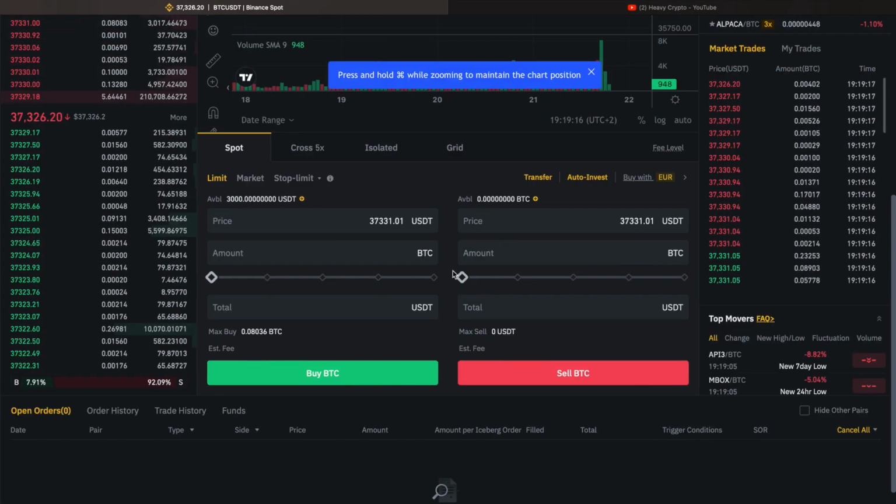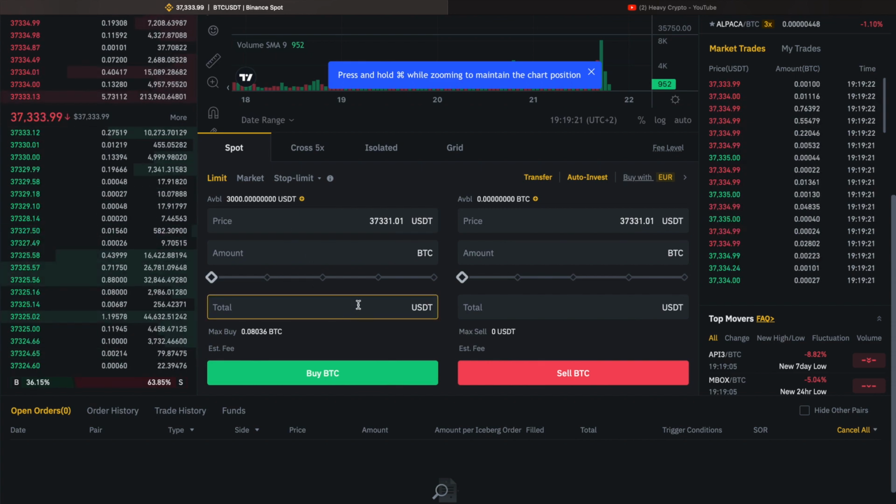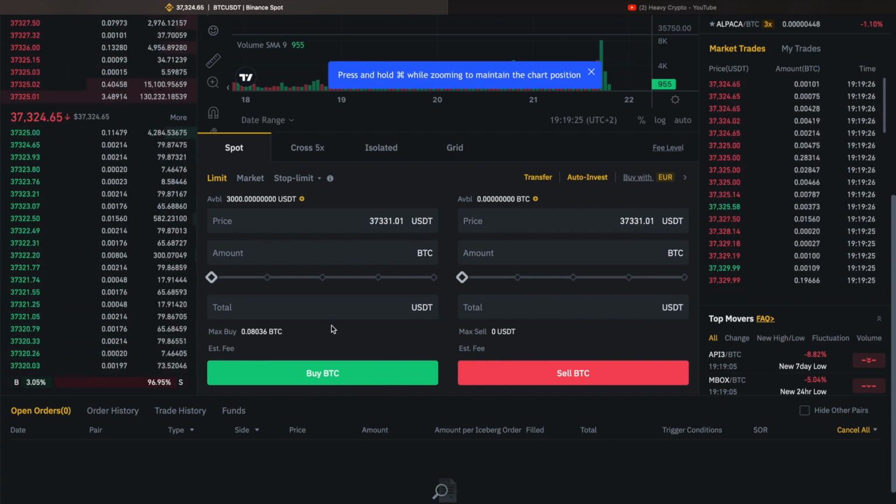And right here I've got two tabs. This is a selling tab and this is a buying tab. So right now I want to buy and I have to focus on this tab, and you can simply see right here it's written buy Bitcoin.